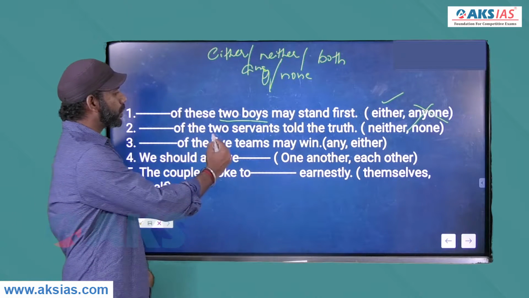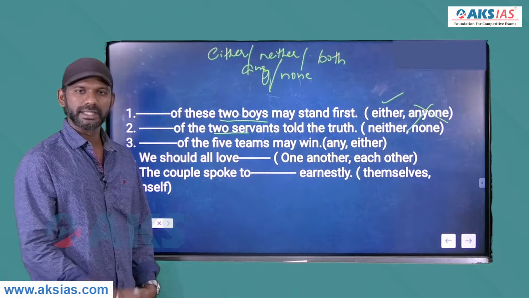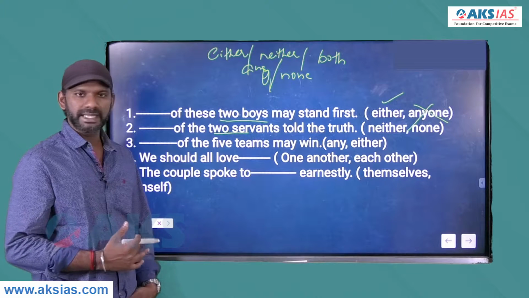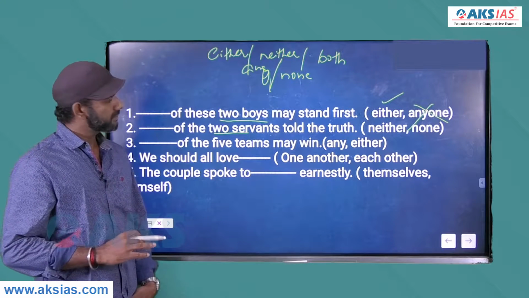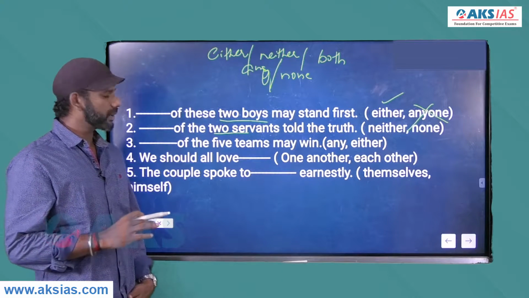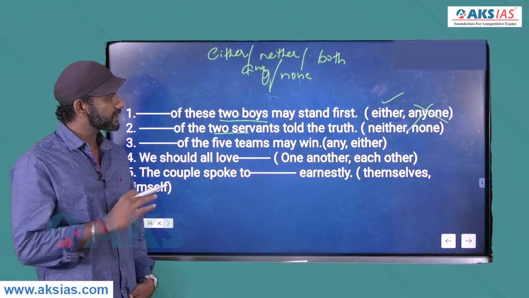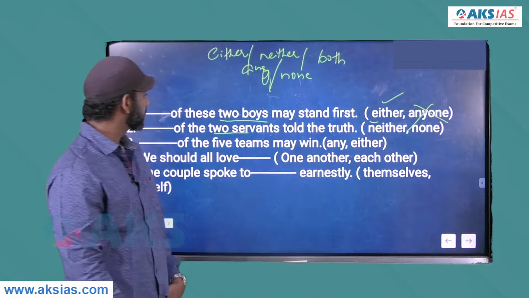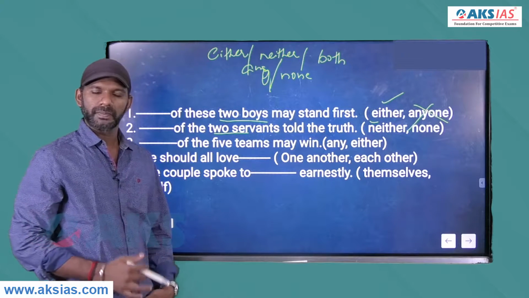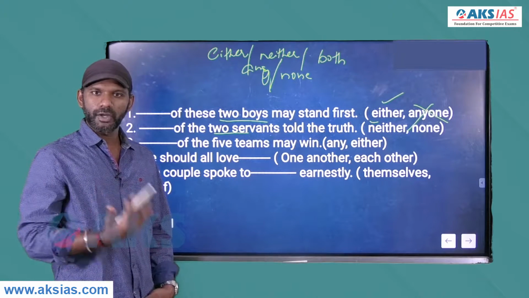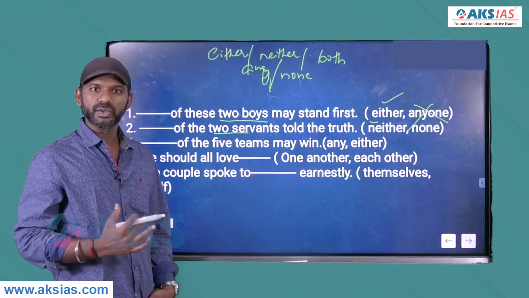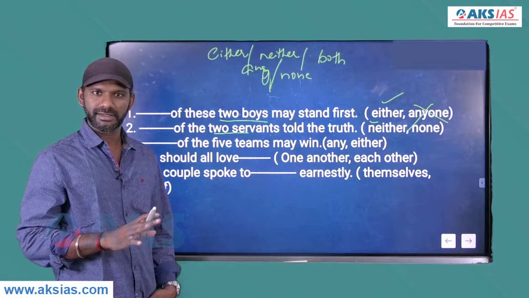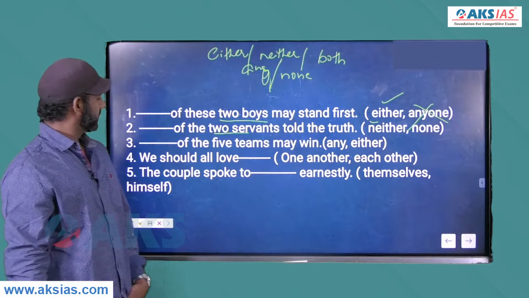Dash of the two servants told the truth. The options are neither and none. The same rule. In this sentence, we are talking only about two entities, so it cannot be none. It must be neither. Neither of the two servants told the truth. Now, either is used in a positive sense, whereas neither is used in a negative sense. That's the only difference. Come to the next one.